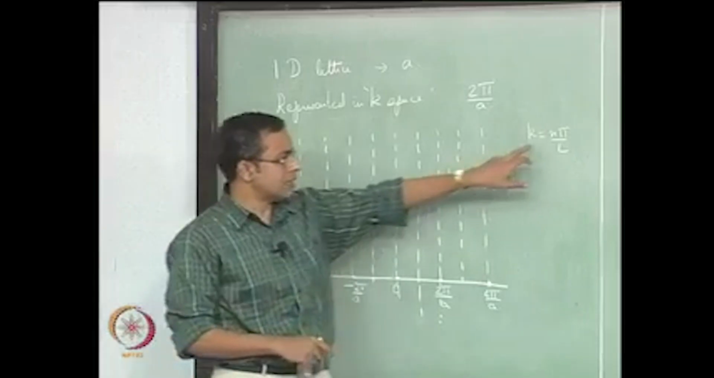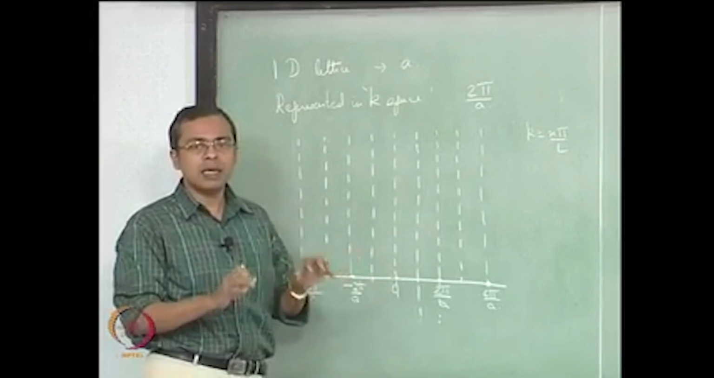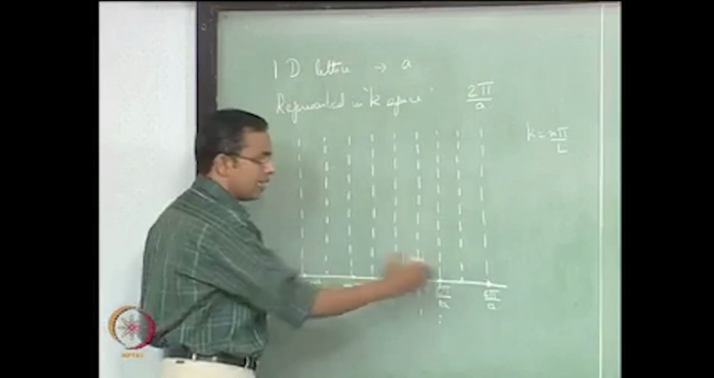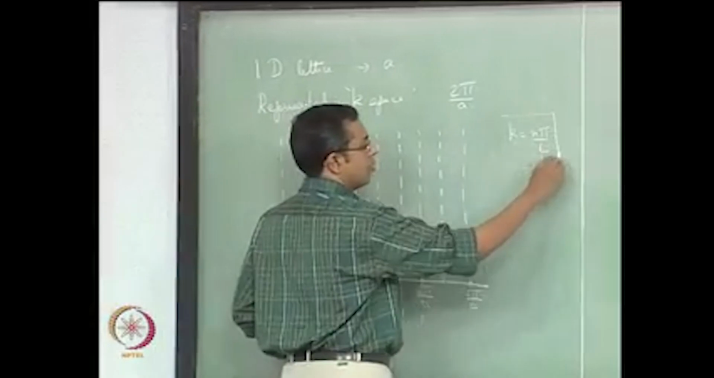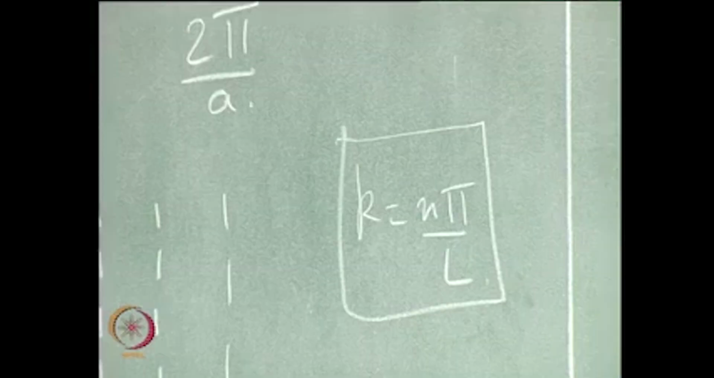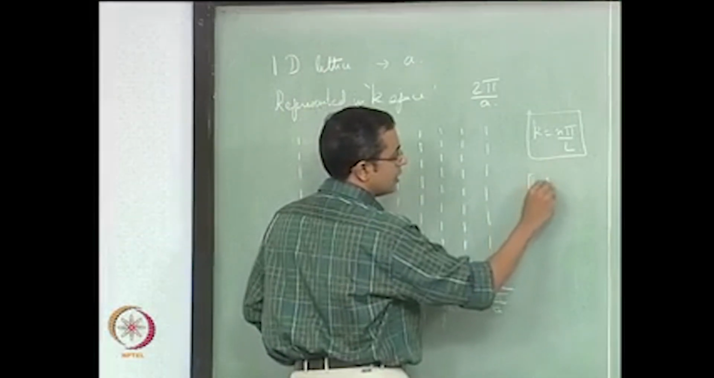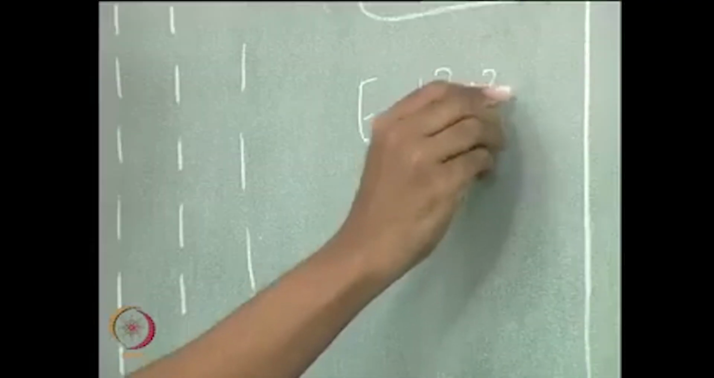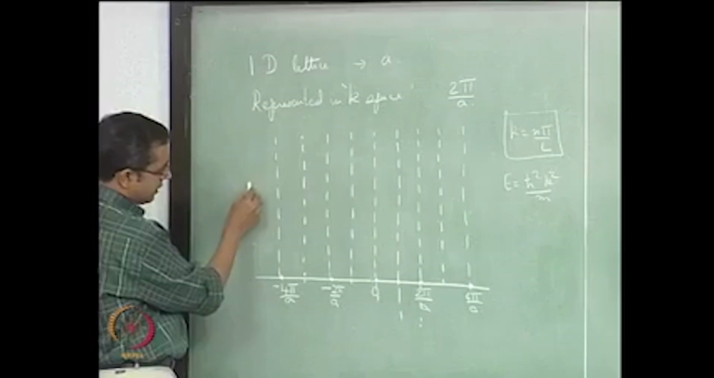These are discrete points; the curve that I am going to draw consists of discrete points, but they are so closely spaced on this scale that it looks like a continuous curve. These are the allowed values of n pi by L. The original E versus K relationship is E equals h bar square k square by 2m, so that same parabolic curve we will draw here.